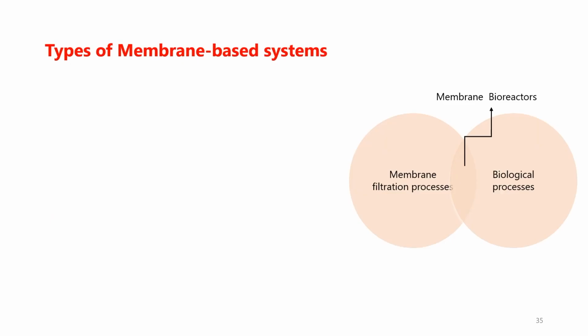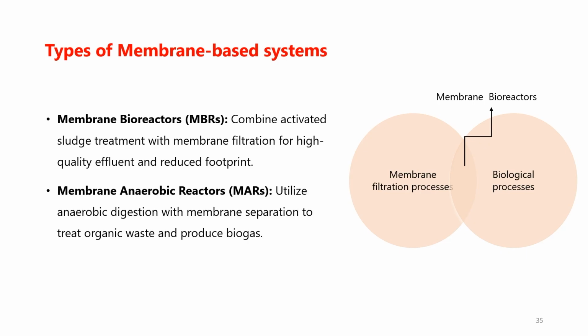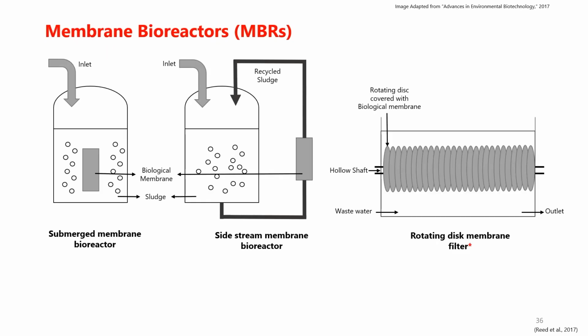What are the different types of membrane based systems? So, we have membrane bioreactors, which combine activated sludge treatment with membrane filtration for high quality effluent and reduced footprint. Then we have membrane anaerobic reactors. They utilize anaerobic digestion with membrane separation to treat organic waste and produce biogas.